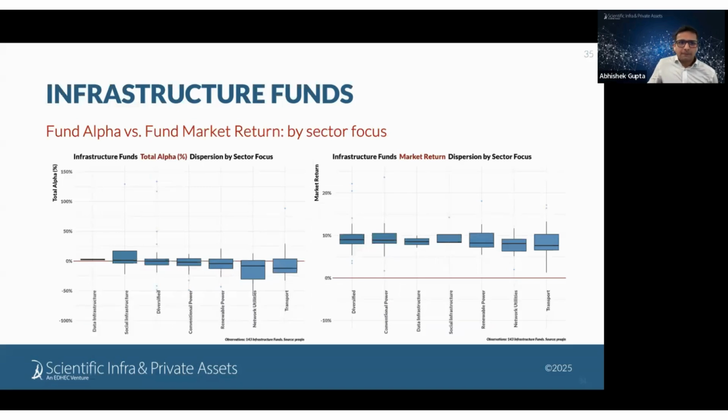By sector focus, it's again the same sort of conclusion as with buyouts. Very few sectors have the potential to generate positive alpha. We see it in data infrastructure and some in social infrastructure, but most of the sector-specific funds have negative alpha on average, while there are some outliers though. So that's the important thing: this is the average alpha, but these dots represent some funds which have been able to generate very large alpha in infrastructure. Market return, again, is the main driver for returns in infrastructure as well, as was the case with buyouts.